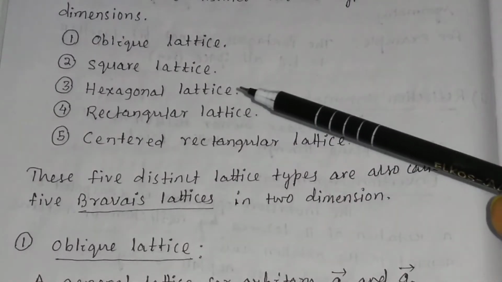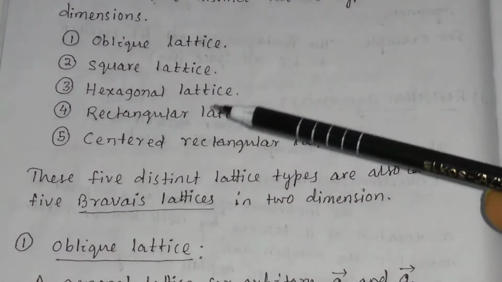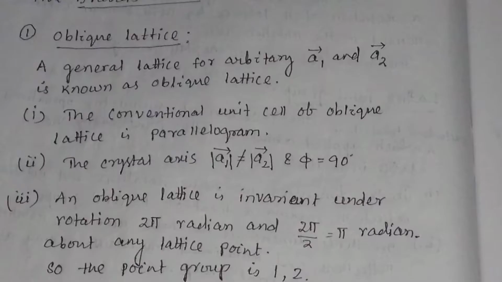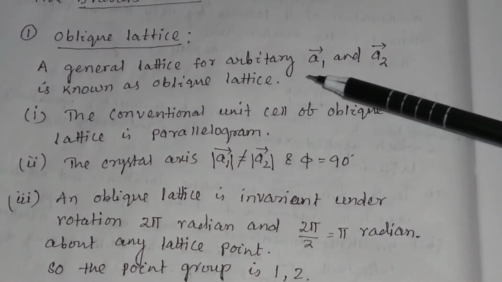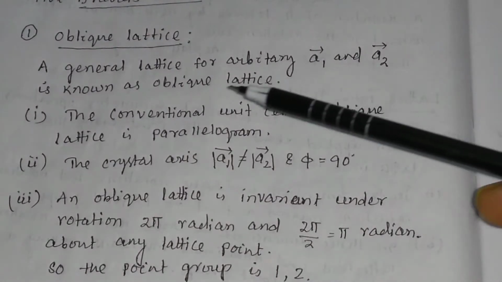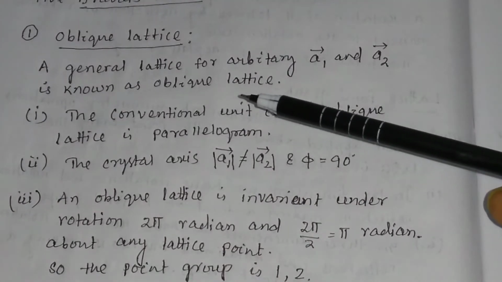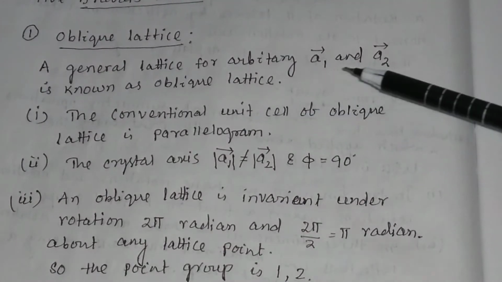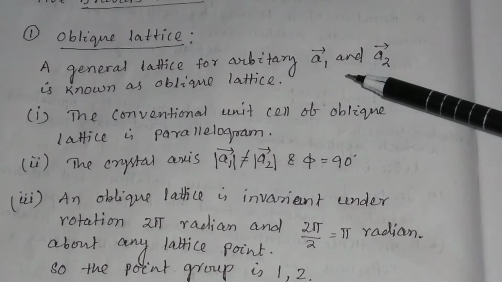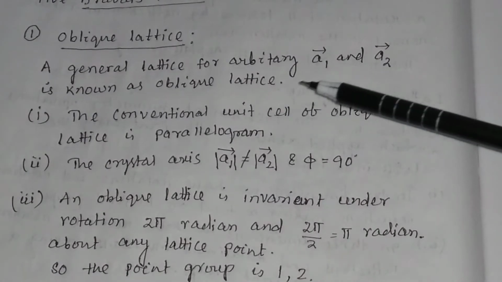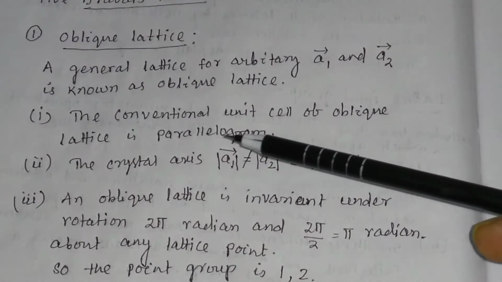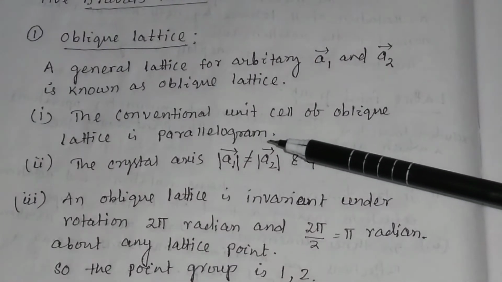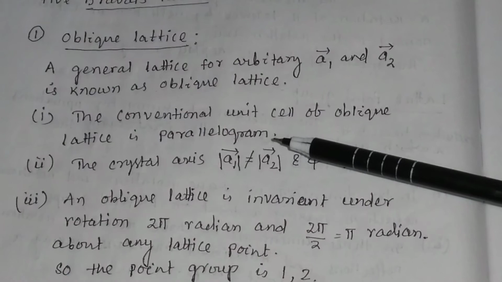Let us discuss first the oblique lattice. A general lattice for arbitrary A1 and A2 is known as an oblique lattice, where A1 and A2 are called the crystal axes. Basically, the crystal axis vectors. The conventional unit cell of the oblique lattice is a parallelogram.